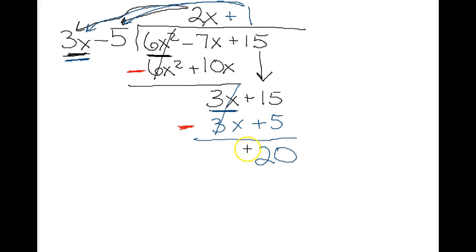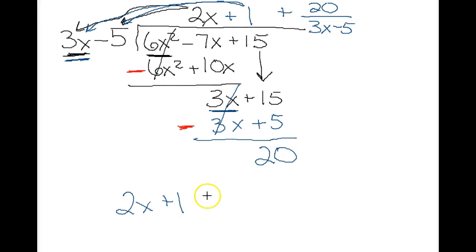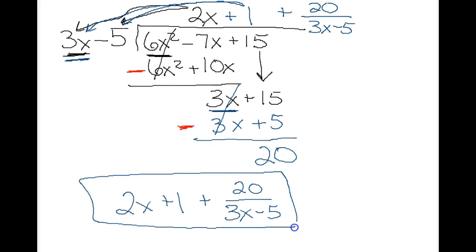We cannot do anything with this. This is what we call a remainder. So all we do, this is easy, our remainder is just this value divided by our divisor. And this is our divisor, 3x minus 5. So when you write the whole answer, you're going to write 2x plus 1 plus 20 over 3x minus 5. And that's your final answer.